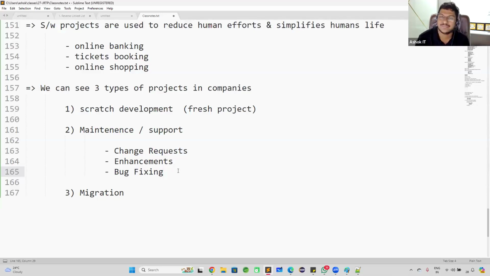But do you think people are still supporting the SBI banking project in the company? Can you guess how many people will be working for the SBI bank project today in the market, in the TCS company? Can you guess that count?